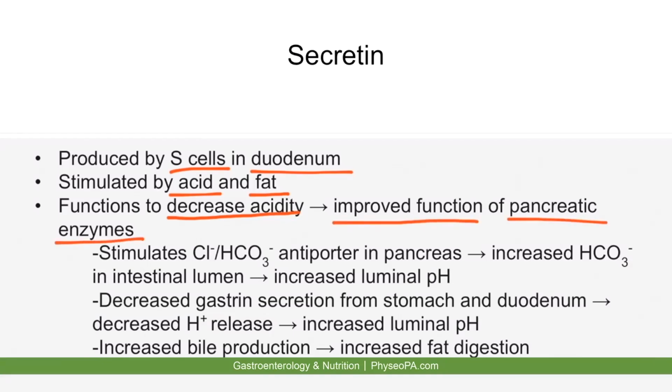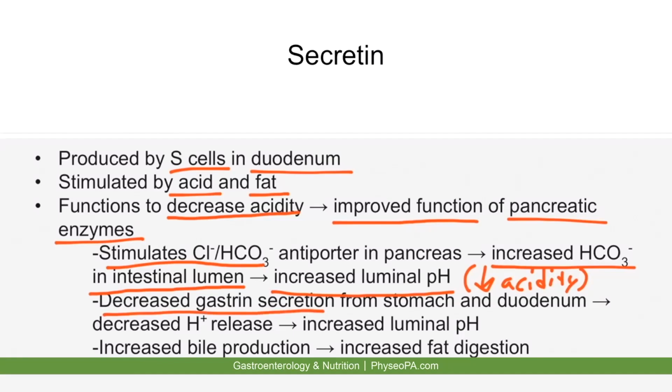which function best when it's not as acidic. And what secretin does is it will stimulate the chloride bicarb antiporter in the pancreas. And this will allow more bicarb to be released into the intestinal lumen, which will increase the luminal pH or decrease acidity. Secretin also decreases gastrin secretion from the stomach and the duodenum, and this causes decreased acid release.